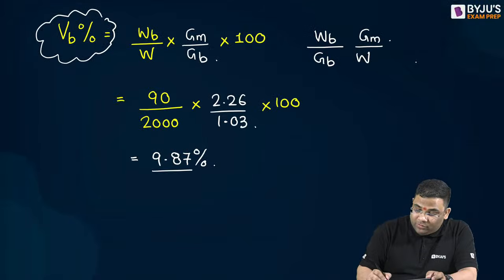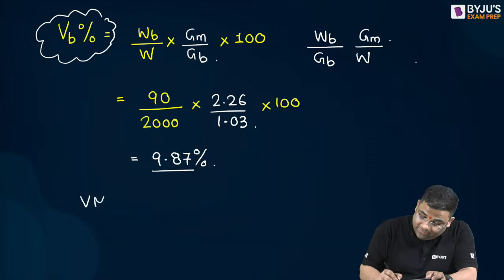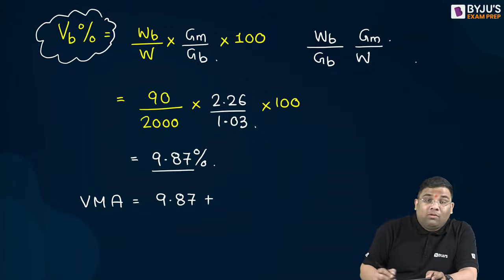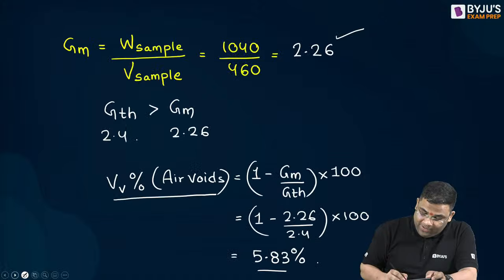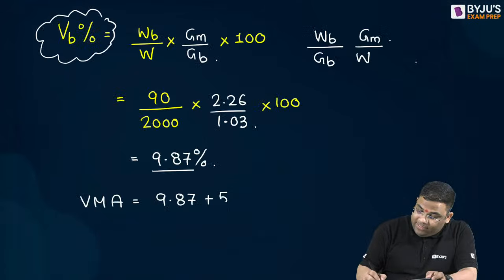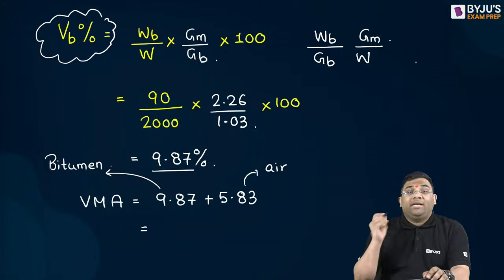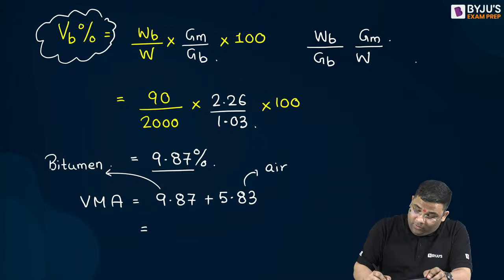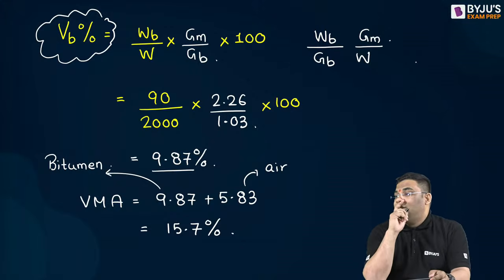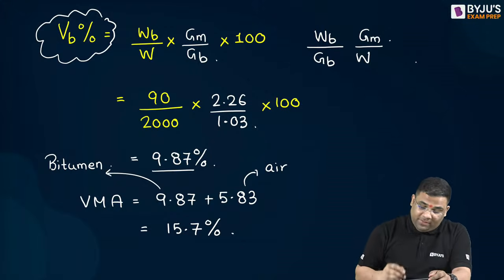So if I ask you the total voids in mineral aggregates, that will be how much? Add 9.87 plus your 5.83, right? This is the air one, and this is the bitumen one. So how much are you getting in total? Almost 15.7 percent. Almost I am getting 15.7.